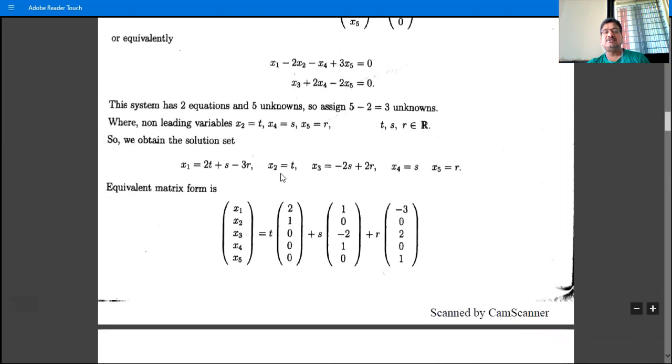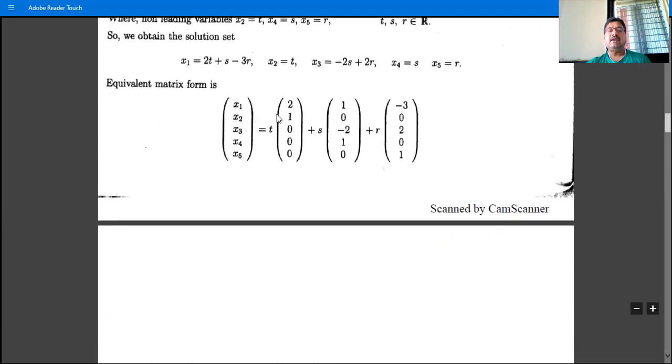Then we obtain x3 from this: x3 is minus 2x4 plus 2x5. Substitute the values of x4 and x5. So we have x3 as minus 2s plus 2r, and we have x1 as 2x2 plus x4 minus 3x5. Substitute the values. We have x1 as 2t plus s minus 3r. x2 is t, x3 is this, x4 is s, and x5 is r.